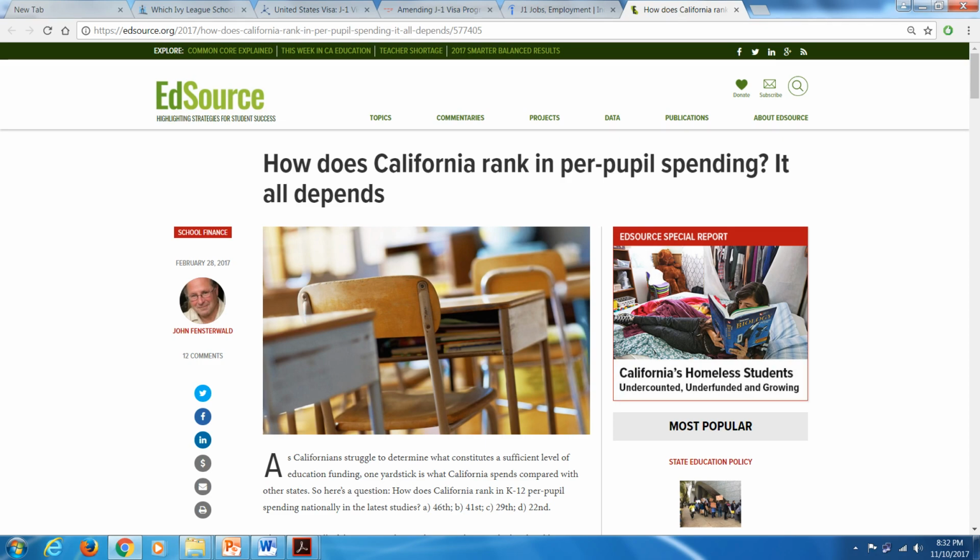Now we're getting to a very interesting topic: how much we spend in per pupil spending. As you will see in the coming slides, this depends on where the school district is and how many students they have. So the number can vary from $8,000 per year in per pupil spending to $70,000 per year, depending upon the population density of the area.